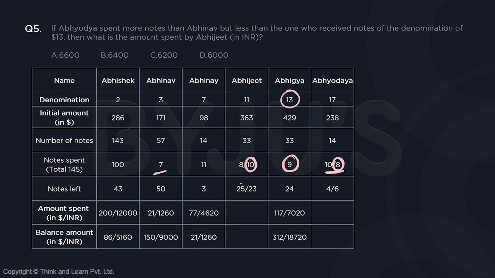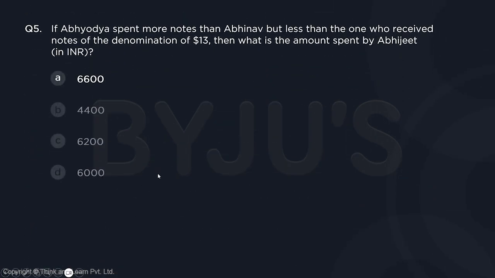What is the question asking you? What is the amount spent by Abhijit? Abhijit has spent 10 notes in this case. 10 notes means how much? Each note is of 11 denomination, which means $110 are spent by him. In rupees, that would be 110 into 60, that is 6600. So my answer for this question is option A, that is 6600. And that was the last question for this set.